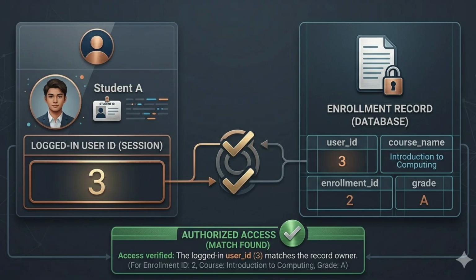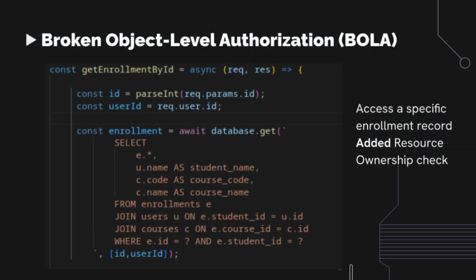Now let's see how we can add this ownership check in our code. The id variable contains the enrollment ID from the client-side API request, but the important part is the user ID. The user ID comes from the request.user.id parameter, which is extracted from the authenticated JWT token inside the verify token middleware. This user ID value comes from the logged in user's session and is the user ID of the currently logged in user. This means the attacker cannot manually change or control this value because it is taken from the authenticated user session, not from the request body or URL.